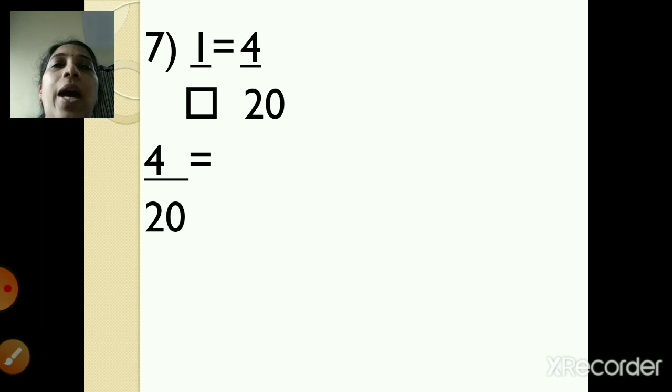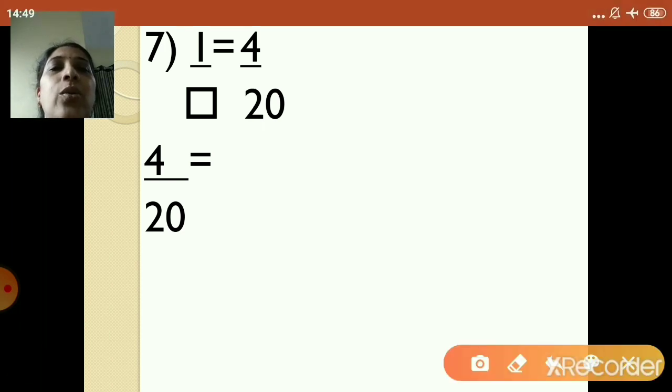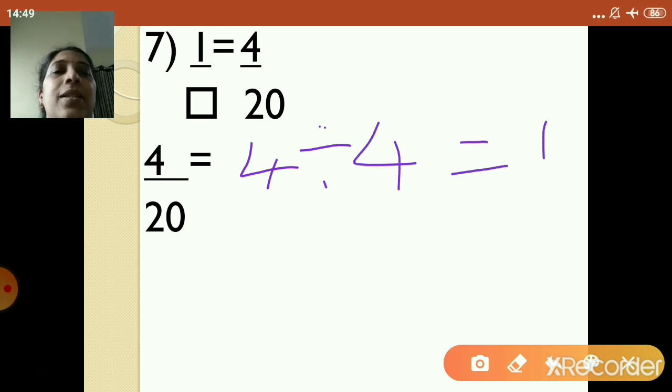Next one is 1 upon denominator is equal to 4 upon 20. So what I have done? I have written 4 upon 20. Now we'll find out the denominator, right? So if you see in the numerator, it is 1 on the left hand side and on the right hand side it is 4. So when you divide 4 by 1, what answer do you get? 4 only, right? So what we'll do? 4 divided by 4, right? You get the numerator answer as 1.